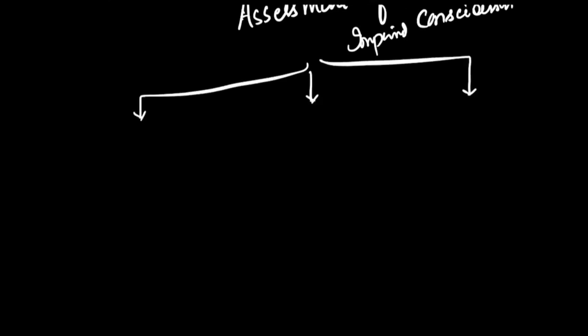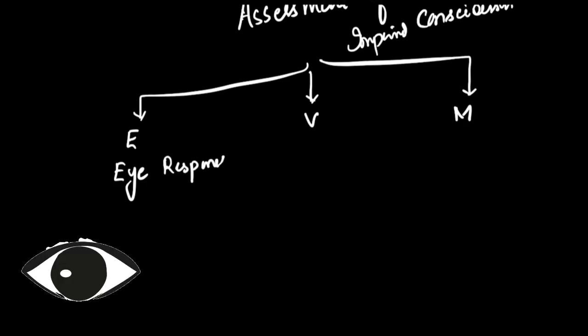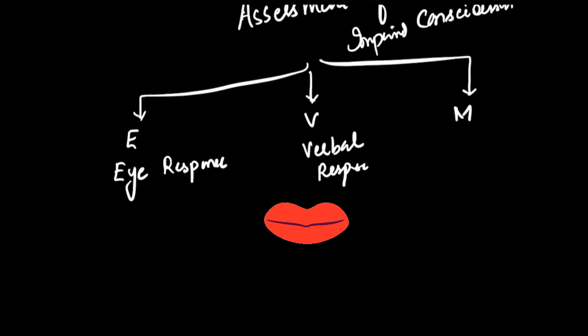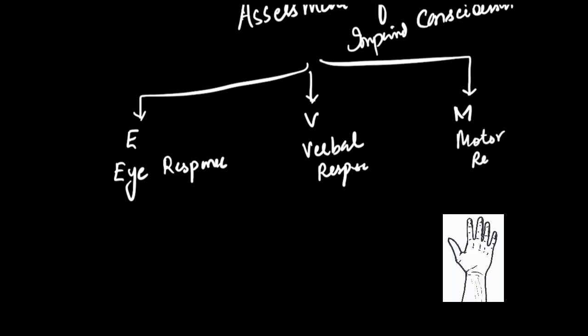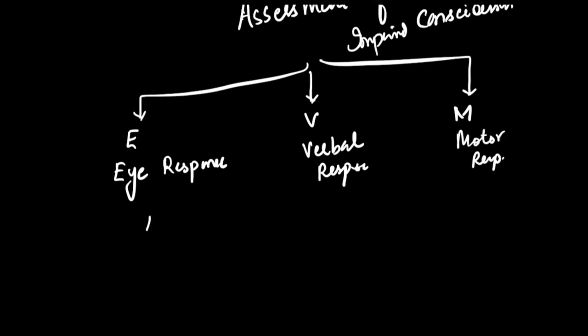Whenever we give a score, we generally use three letters: E, V, M. The first, E, is known as the eye response. Then we have a verbal response, and then we have a motor response. To know their score, simply you go 4, 5, 6. You can also remember these three things with an animated video that I'm making so that you can remember them.